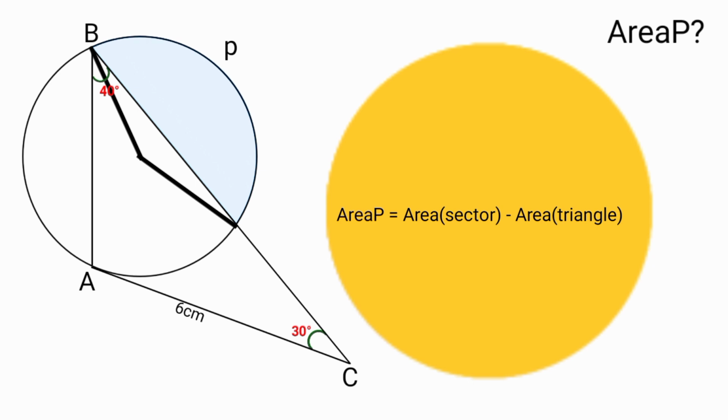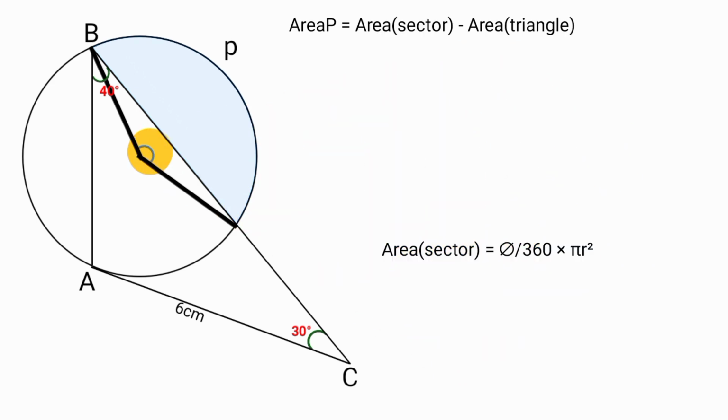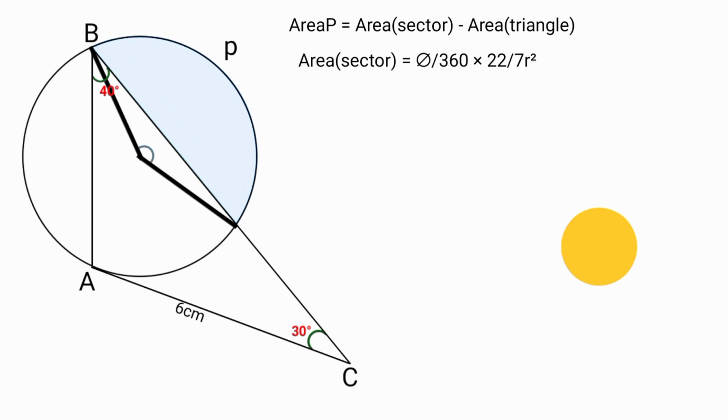The formula for the area of a sector is theta over 360 pi r squared. Theta is this angle here subtended at the center, which is unknown. Pi is 22 over 7 and r is the radius, which is also yet to be known. So what are the values of r and theta? That's what we are going to find now. Let's start with the radius. How can you find the radius now?